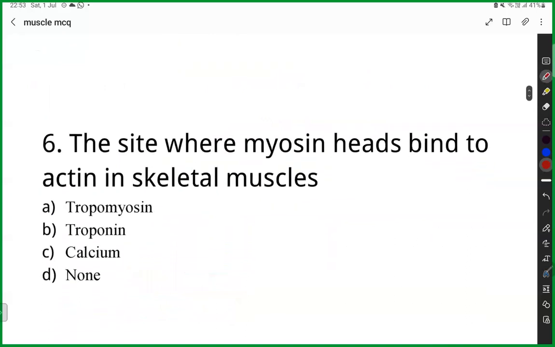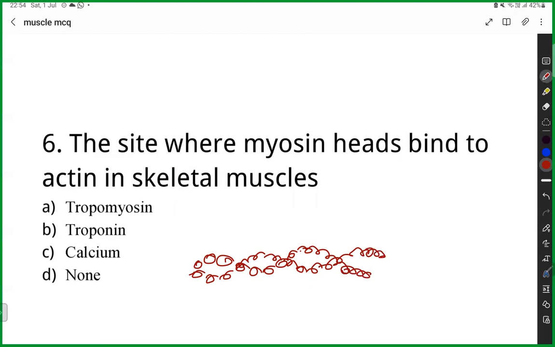The site where myosin head binds to the actin in skeletal muscle, can you all just think of it? So what happens is, you're going to have an actin. I think I have already drawn it and shown you. This is going to be your actin, and this is going to be your thick filament. The thin filament is usually going to be covered by the tropomyosin.